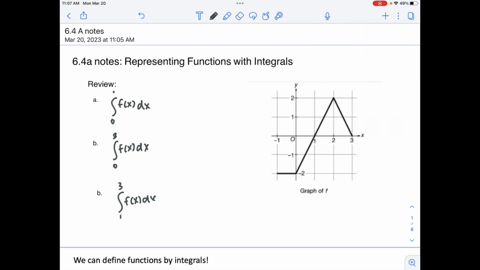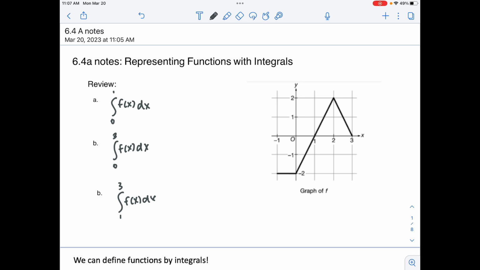Hey guys, these are going to be the first part of our 6.4a notes. All this lesson is about today is representing functions with integrals, and then when we get back on Friday, we're going to talk about the fundamental theorem of calculus. And so it's essential that you understand this part before we get into the fundamental theorem of calculus. But this first page is just a review.